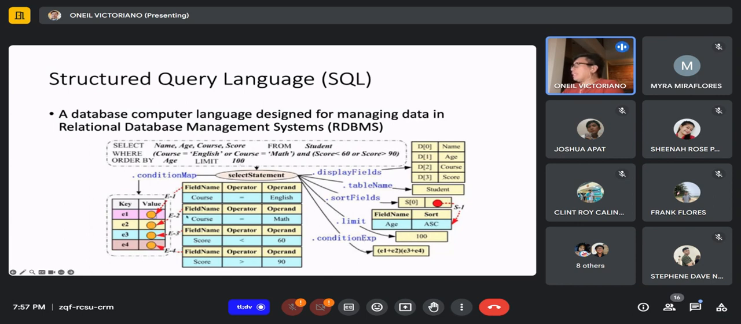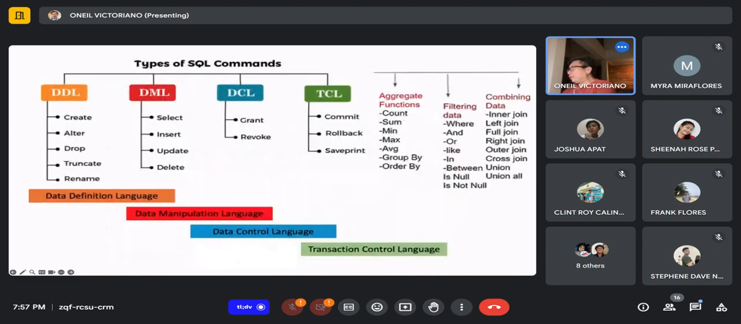So you have types of SQL commands. You don't have to memorize this one, but the idea here is that there are four basic commands: data definition, like create, truncate, alter, drop, rename, etc. And then manipulation, like select, getting data, insert, update, delete, and then control, like grant, revoke, and transaction control like commit, rollback, save, quit, etc.